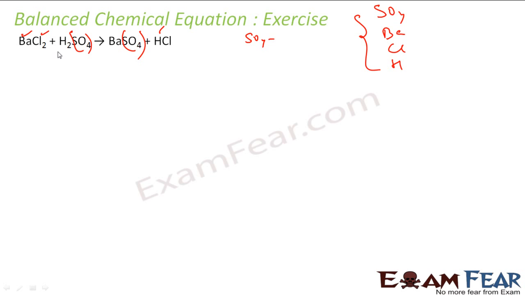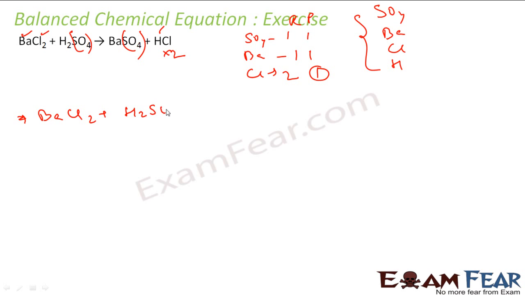We'll compare now. We'll see the sulfate part. In reactant we have 1. In product we have 1. Sulfate is 1. Barium part. Okay, next is barium. Barium we have 1 here, 1 here, balanced. Next is chlorine part. We have 2 chlorine here in reactant. In product we have only 1 chlorine. Oops, it is not balanced. Let's multiply with 2. Correct? So what you get now is barium chloride plus H2SO4 gives barium sulfate plus 2HCl.